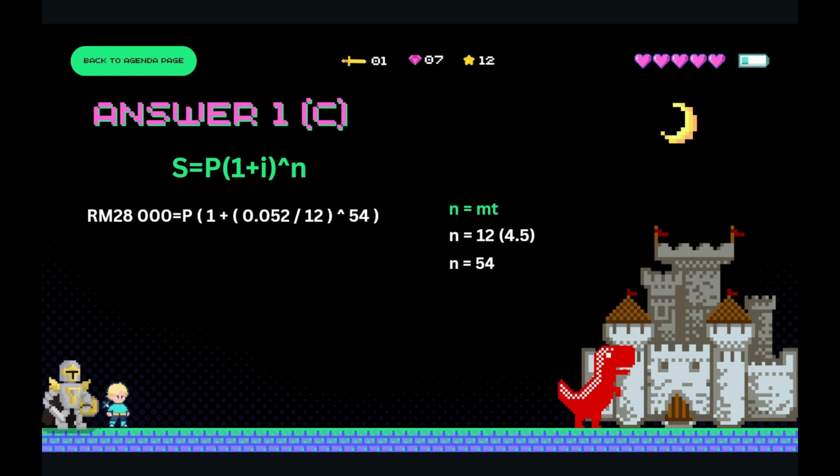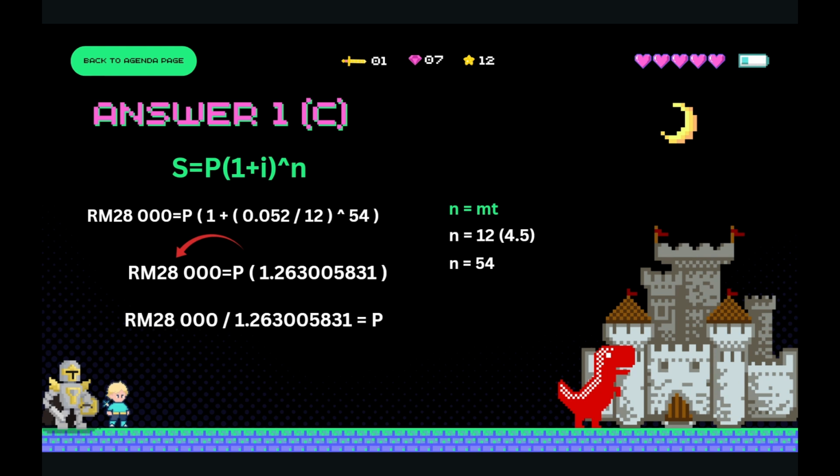We need to solve the bracket first. If we solve the bracket, we will get 1.263005831. The number of bracket we will move to the left side, so that 28,000 divided by 1.263005831. So the final answer we will get 22,169 ringgit 34 cents.